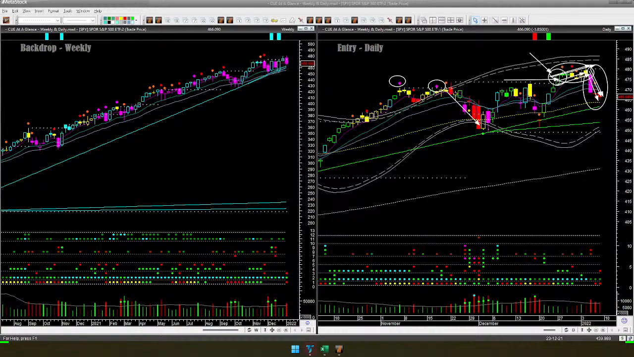Other people may start to identify short trades now, but right now in SPY at least, I will not short because it is near weekly and daily trendline support.